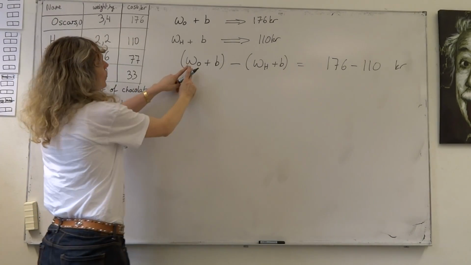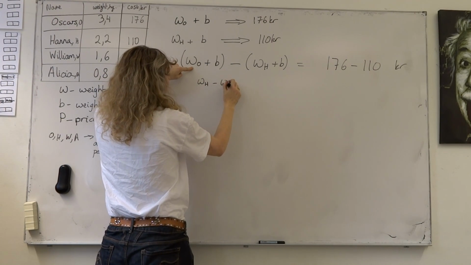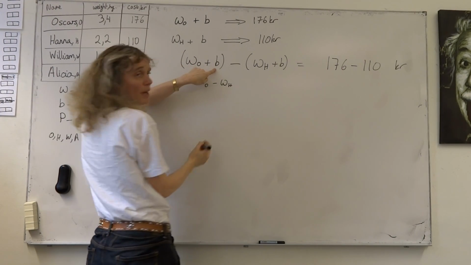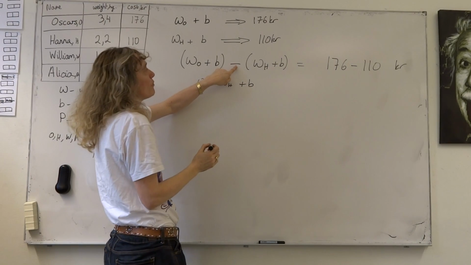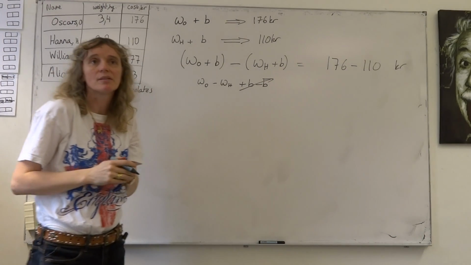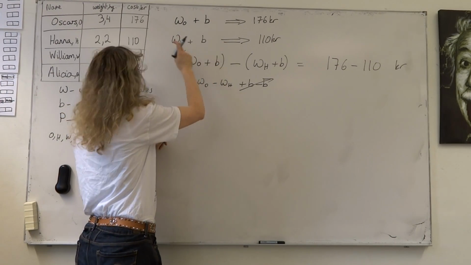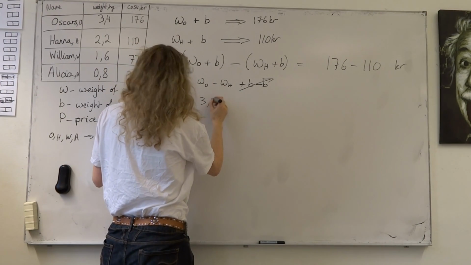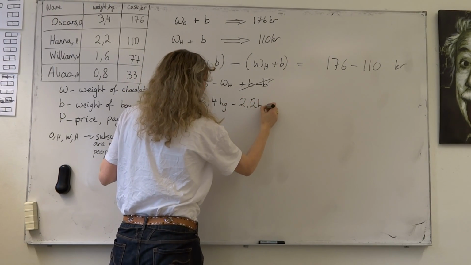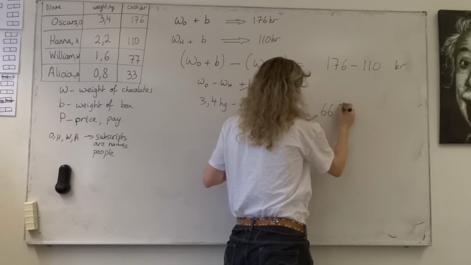Okay? So here we get weight of Oscar minus weight of Hannah, which we know. Weight of Oscar minus weight of Hannah, plus the B here. But here we have minus times plus B giving us minus B. Now we get that the box disappears. So that we get the weight of Oscar's minus the weight of Hannah's, which we know is 3.4 hectos minus 2.2 hectos is going to cost 176 minus 110, 66 kronas.